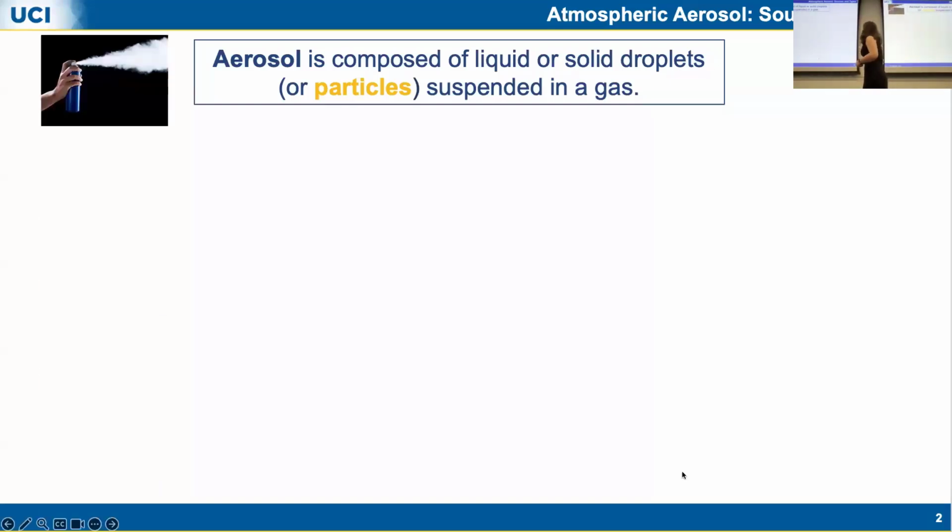All right. Okay, so I'm going to start off with a little bit of background about atmospheric aerosols. If you were at Avery's talk earlier today, you would have heard a little bit about this. But I want to define what is an aerosol. An aerosol is composed of liquid or solid droplets or particles suspended in gas. When most people think of aerosol, they think of hairspray. I happened to use hairspray this morning, and I was reminded of the definition.